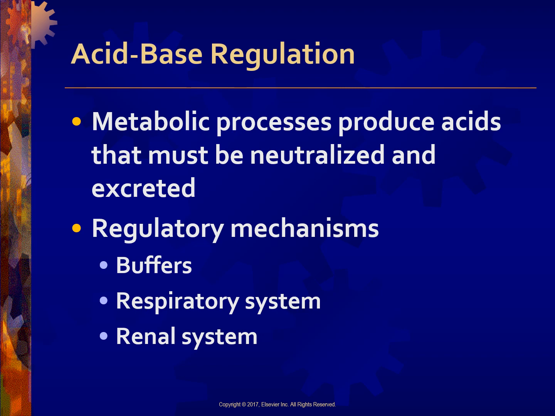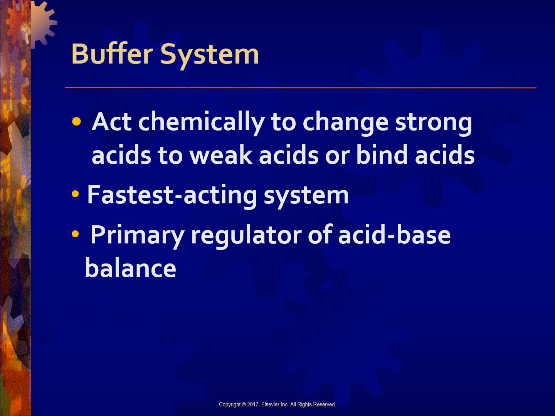The regulatory mechanisms react at different speeds. Buffers react immediately. The respiratory system responds in minutes and reaches maximum effectiveness in hours. The renal response takes 2 to 3 days to respond maximally, but the kidneys can maintain a balance indefinitely in chronic imbalances. Buffers act chemically to change strong acids into weaker acids or to bind acids to neutralize their effect. This minimizes the effect of acids on blood pH until their excretion from the body.